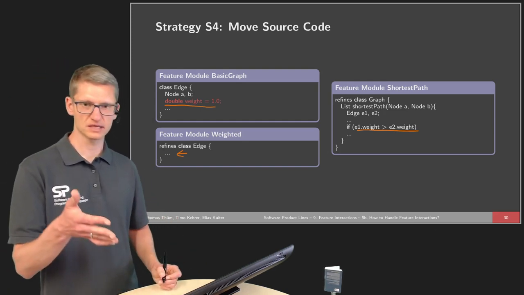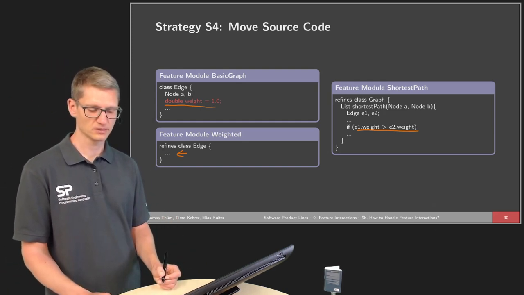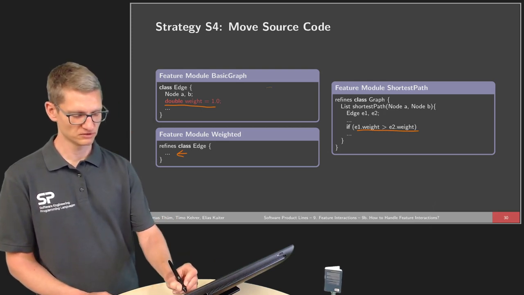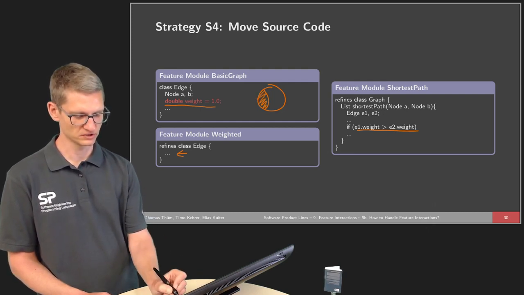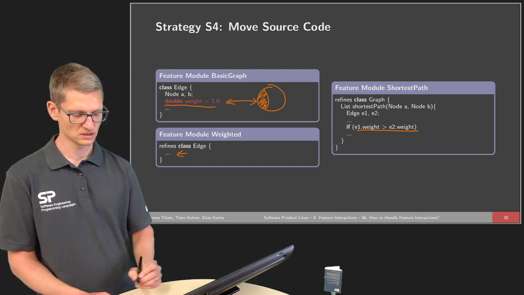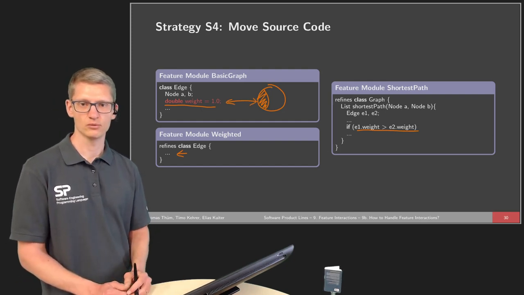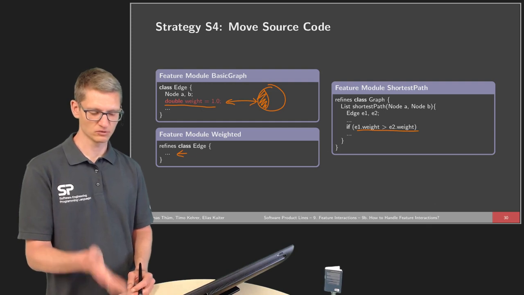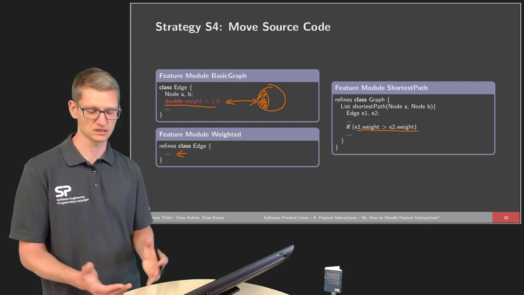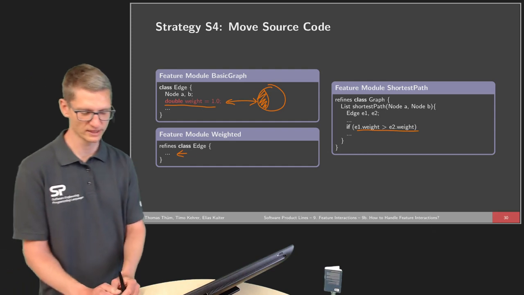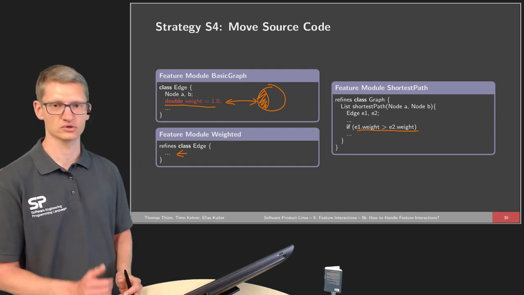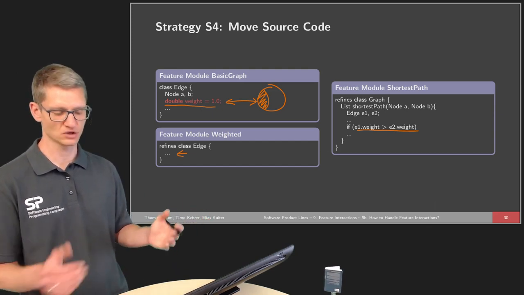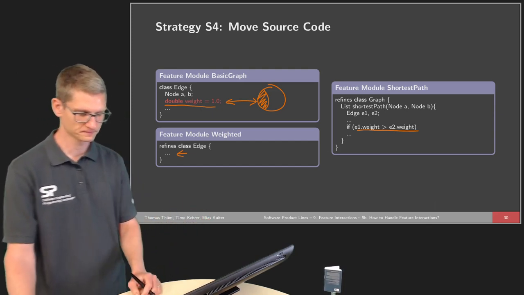And this basically means that when we are thinking about the graphic that we've seen before, this is the feature that is actually composed out of two things, and the red part of the feature is actually this additional code. And when it comes to code quality, and we want to identify everything that is there with respect to the feature module weighted, then we will not find all the source code in the feature module weighted, but some of the code will be split into other features over here into the basic graph.